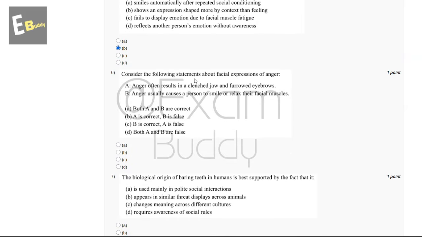Consider the following statements about facial expressions of anger. A. Anger often results in a clenched jaw and furrowed eyebrows. B. Anger usually causes a person to smile or relax their facial muscles. So these are the options, and the answer of our sixth question is B. A is correct, B is false. And now let's go to our question number 7.